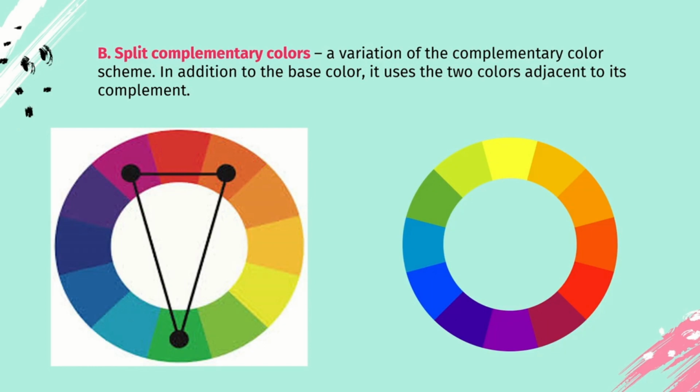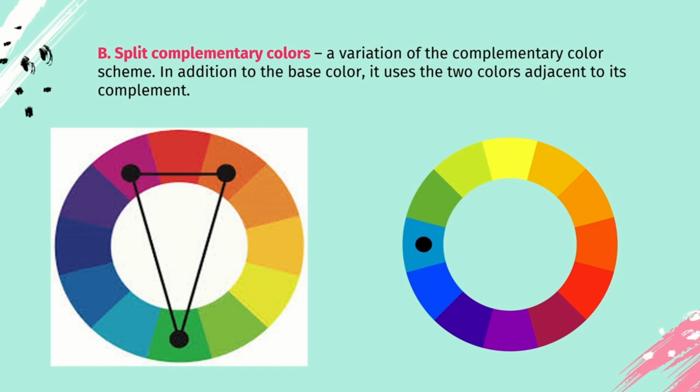So how did we get the split? So first, you are going to determine what is the complementary color of green. The complementary color of green is red. And then, when we say split complementary, what are the adjacent colors of red? So we have orange and violet. So it is the colors beside your complementary color.